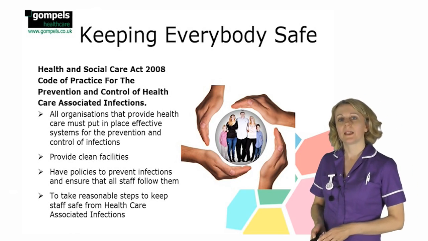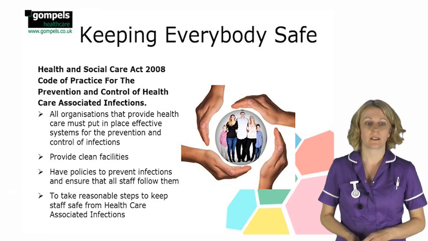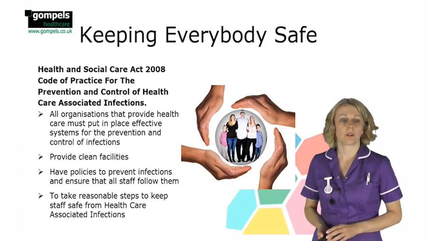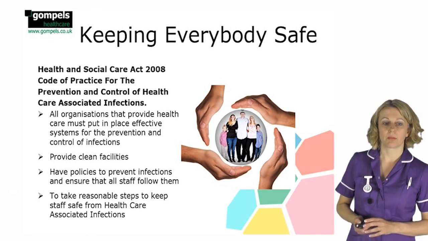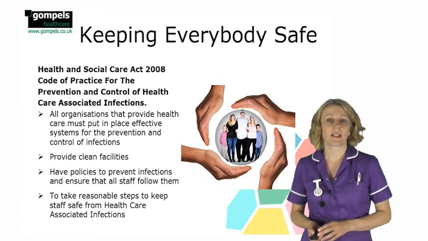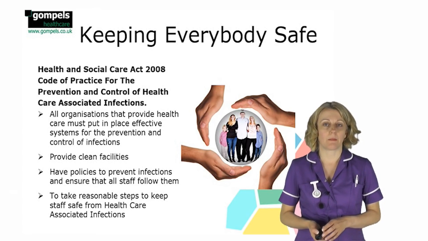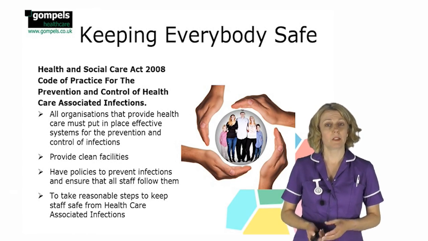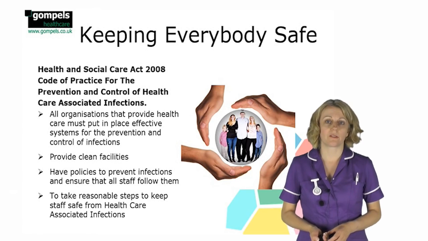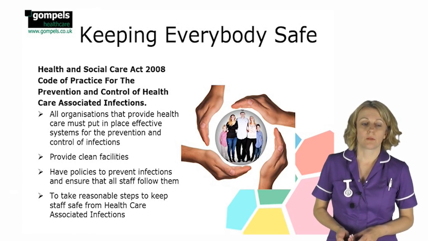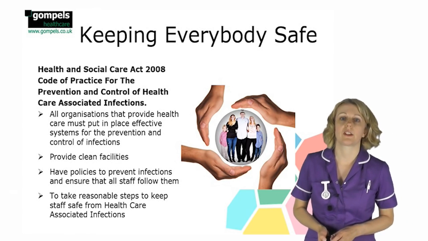So we're going to look first of all at keeping everybody safe. And to do that, we need to refer to the Health and Social Care Act of 2008, the Code of Practice for the Prevention and Control of Healthcare-Associated Infections. And this stipulates that all organisations that provide healthcare must put in place effective systems for the prevention and the control of infections. This means that they must provide clean facilities, and they must also have in place policies to prevent infections and also to ensure that all staff follow these policies. It also says that we must take reasonable steps to keep staff safe from healthcare-associated infections.